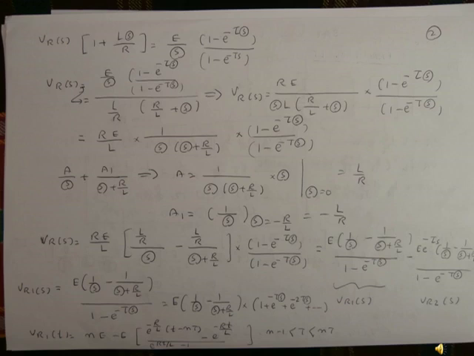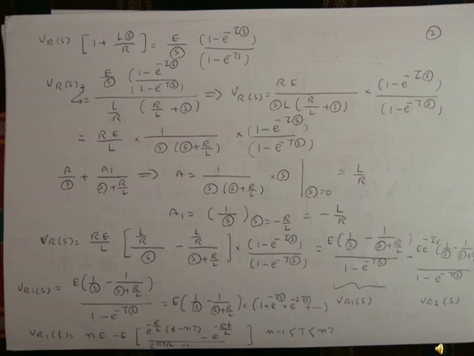So V_R(s) is equal to RE divided by sL multiplied by R/L plus s, multiplied with both the numerator and denominator by (1 − e^(−τs)) divided by (1 − e^(−Ts)). So therefore we got RE/L multiplied by 1 divided by s multiplied by (s + R/L), multiplied with (1 − e^(−τs)) divided by (1 − e^(−Ts)).